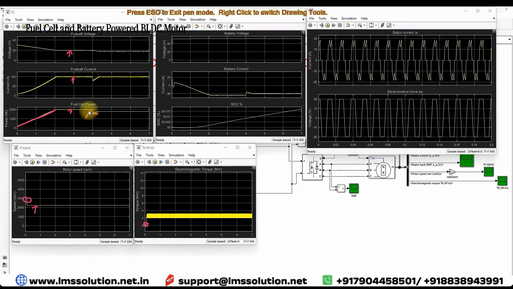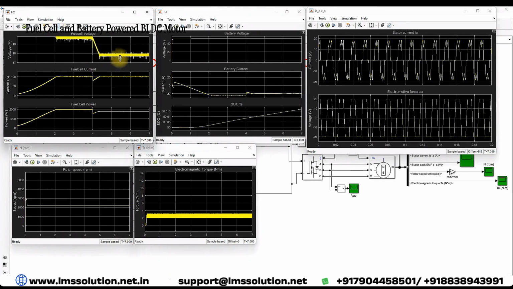At the time of 4 seconds, we are changing the pressure of hydrogen and oxygen of the fuel cell from 1 atmospheric pressure to 0.5 atmospheric pressure. Because of that, the peak power point is going to change. That's why the peak power point will be tracked from this point to this point because of the change in pressure of the hydrogen and oxygen. Because of that, what will happen? The fuel cell voltage is decreased somewhat from 20 volt. You will see it maintaining around 18 volt. Then the power from the fuel cell is around 1800 watts.